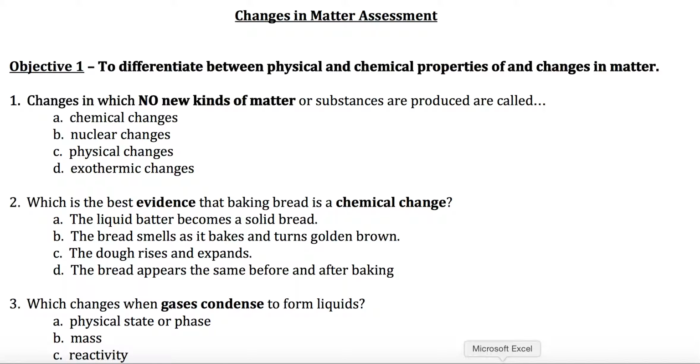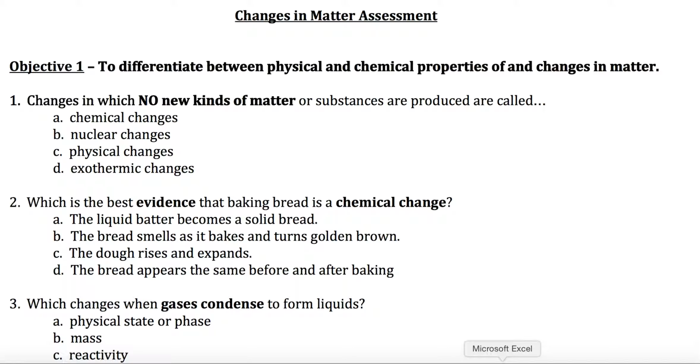Question 1. Changes in which no new kinds of matter or substances are produced are called A. Chemical changes, B. Nuclear changes, C. Physical changes, D. Exothermic changes.